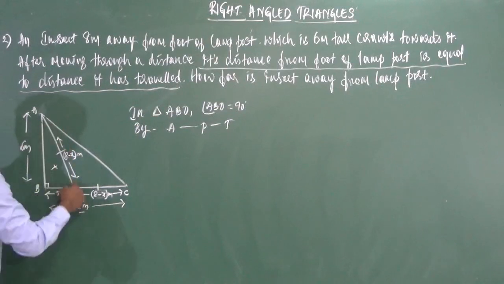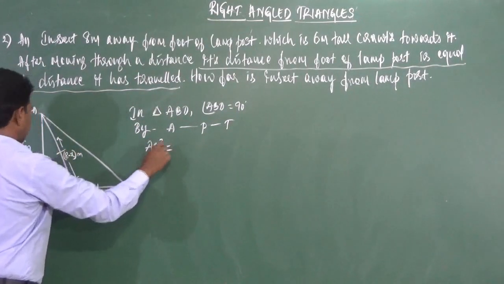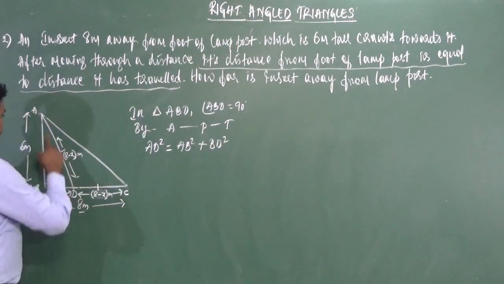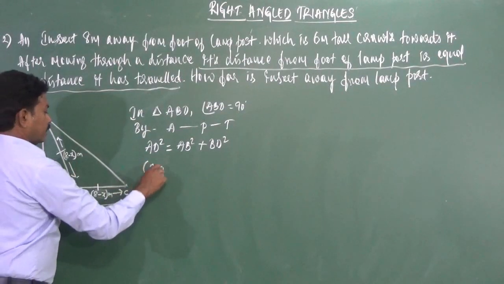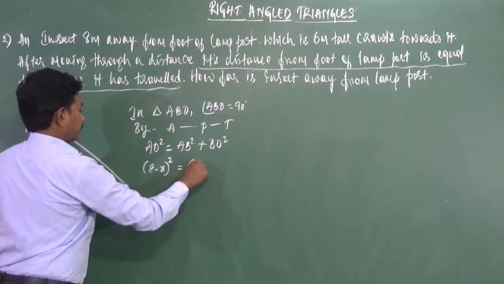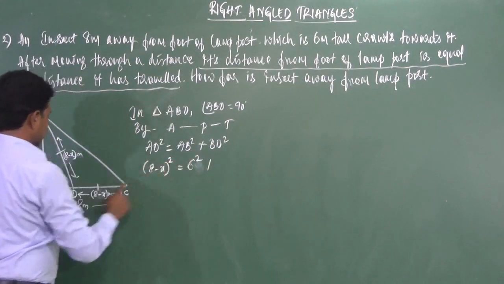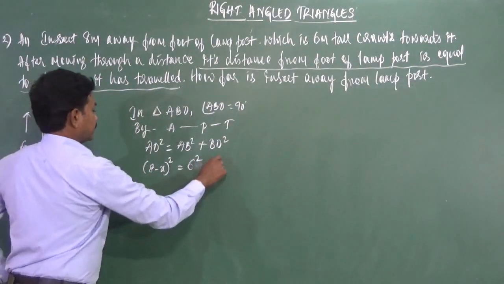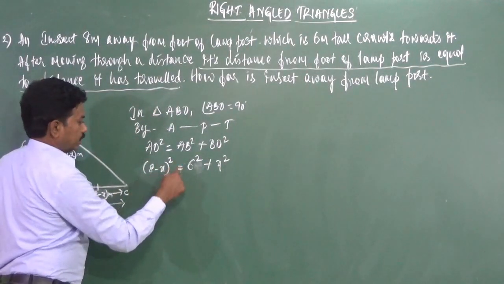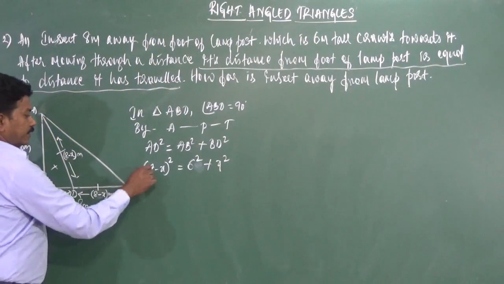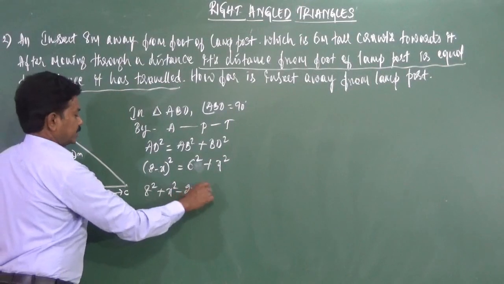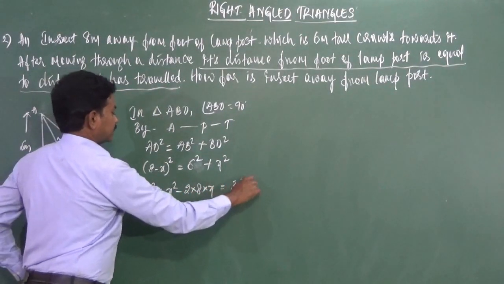So opposite to the right angle is the hypotenuse, that is AD square is equal to AB square plus BD square. Okay. So AD square is 8 minus x whole square, equal to AB square, which is 6 square, plus BD square, which is x square. So here it is in the form of (a minus b) whole square is equal to 6 square plus x square. When you expand, this becomes 8 square plus x square minus 2 into 8 into x, which is equal to 36 plus x square.